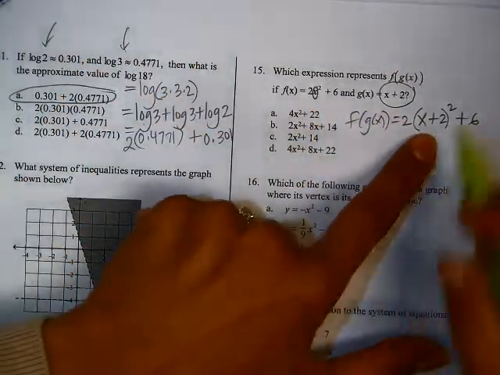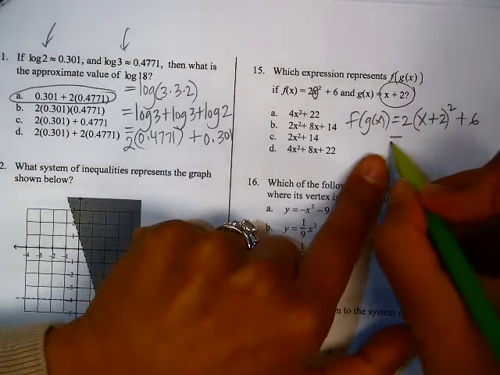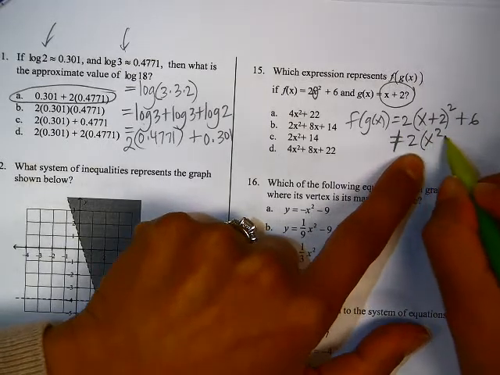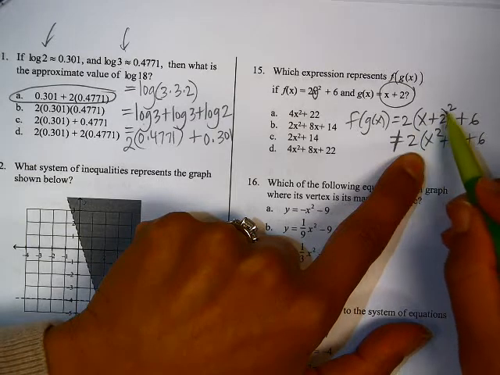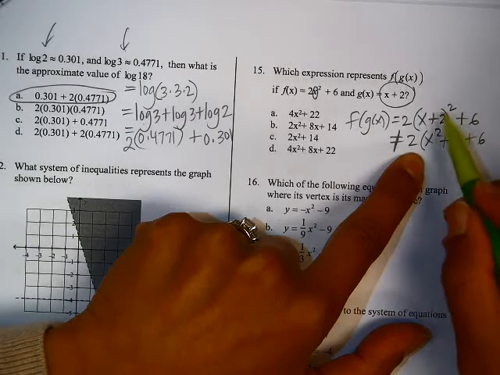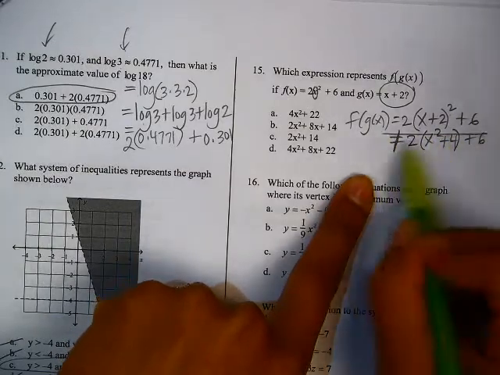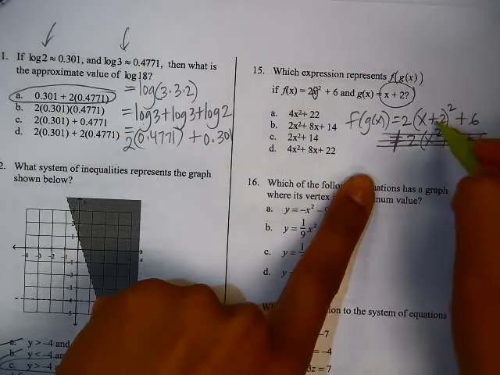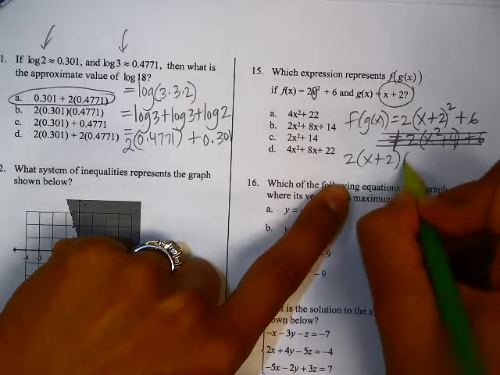A common mistake to make sure you avoid is this: this is not equal to 2 times x squared plus 4. You cannot distribute an exponent, so this is not equal to x squared plus 4. So I'm going to cross this out and show that this is not correct. Let's do this the correct way. The quantity x plus 2 squared is x plus 2 times x plus 2.